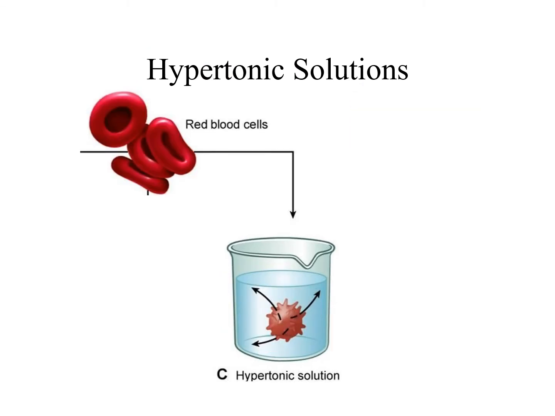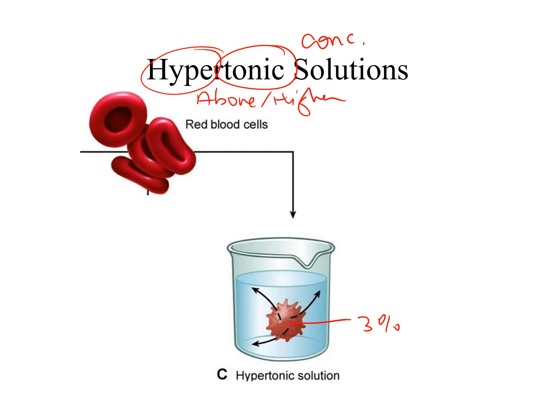Let's now talk about hypertonic solutions. We know that the prefix hyper here means above, beyond, or higher than. Let's take our same cell with a 3% solute concentration. And let's take a solution this time that's double that. Let's say it's 6% solute concentration. We have to keep in mind our general rule that water follows salt.